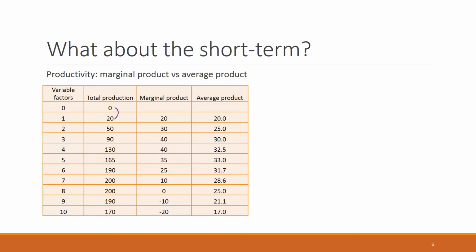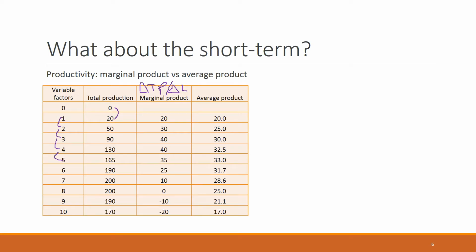Output at 0 and output at 1. Let's just quickly write in the equation here. Change in total product divided by the change in labour. The change in labour in each case is going to be 1. We're going to move up in ones over here to keep it simple.